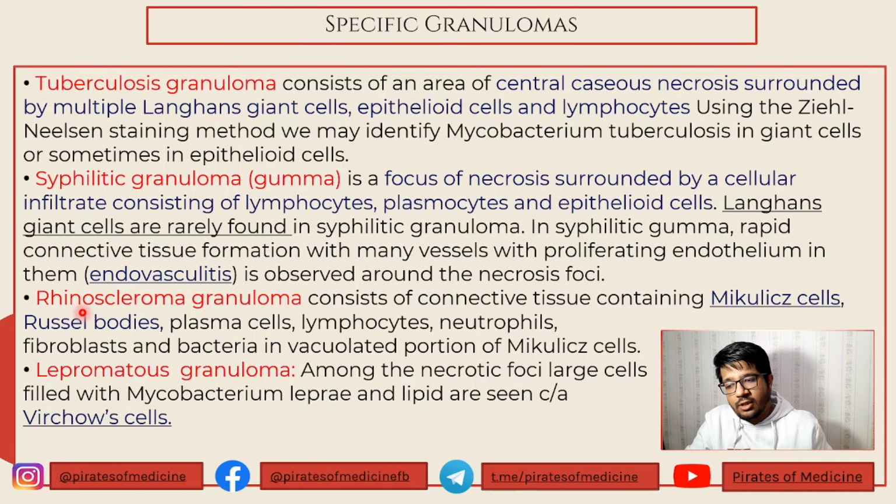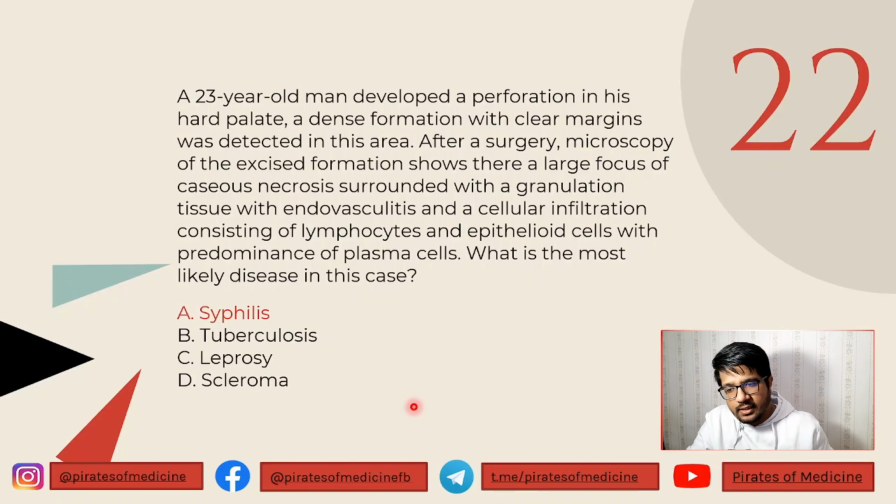Then we have rhinoscleroma granuloma, which has characteristic Mikulicz cells present and Russell bodies present. And we have lepromatous granuloma, which has characteristic Virchow cells present. Virchow cells are nothing but necrotic large cells filled with Mycobacterium leprae and lipid. So in the question you can see that the caseous necrosis foci was surrounded with granulation tissue with endovasculitis and cellular infiltrate with lymphocytes, epithelioid cells, but predominance of plasma cells. So this is syphilitic gumma.